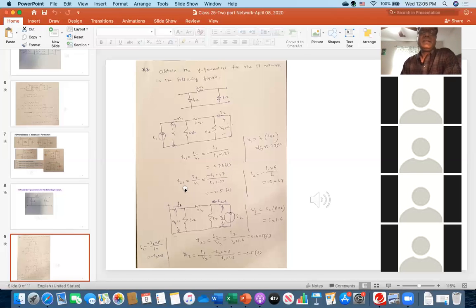Similarly, for Y21, I2 over V1. So now you have to look at the diagram. V1, just now we calculated, is 1.33 I1, which I have put in the denominator, but in the numerator you have to find out I2. So everybody see, what is I2? Because this is shorted out, I2 is entering through the 2 ohm. Now we have to find out how much current is flowing through the 2 ohm.